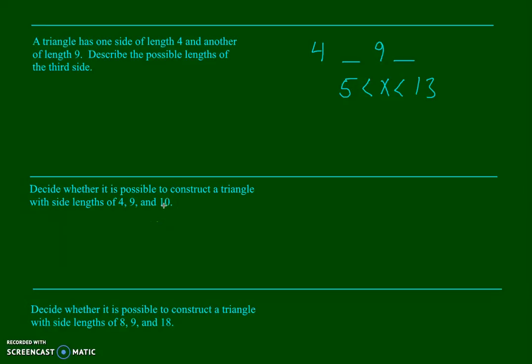Using the triangle inequality theorem, we know that the sum of any two sides has to be greater than the third. So the easiest way to do this is to just add up the two smallest sides. If the two smallest sides come out to be bigger than the largest, then the answer is yes, they can construct a triangle. 4 plus 9 is 13, so it's greater than 10, so yes, we can construct a triangle.